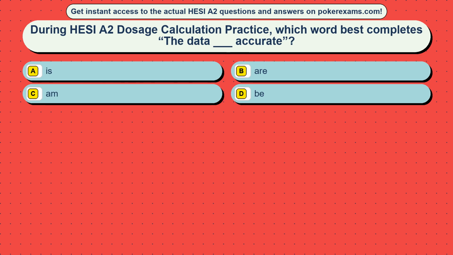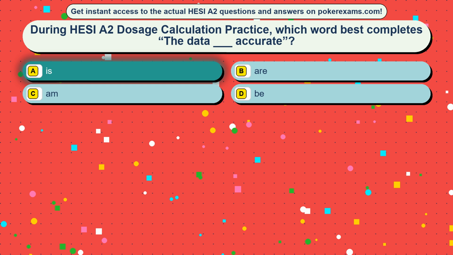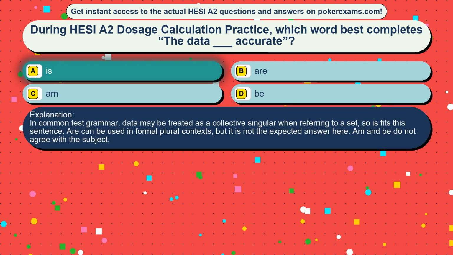Question 41. During HESI A2 dosage calculation practice, which word best completes the sentence: the data blank accurate? Option A, is. Option B, are. Option C, them. Option D, be. The correct answer is option A, is. In common test grammar, data may be treated as a collective singular when referring to a set, so is fits this sentence. Are can be used in formal plural contexts, but it is not the expected answer here. Options C and D do not agree with the subject.